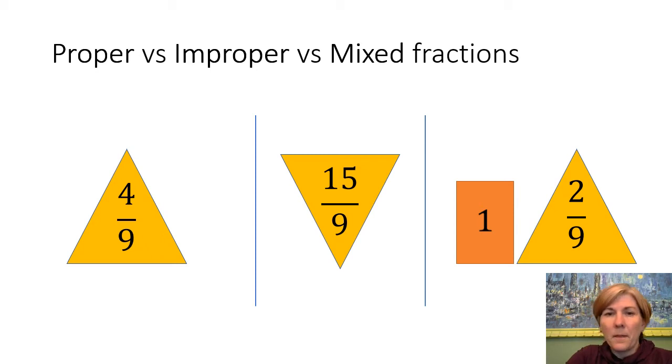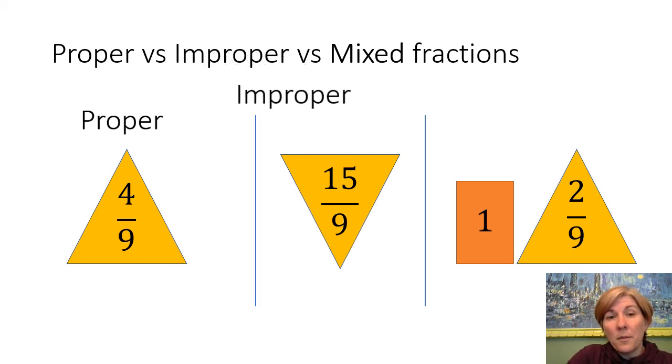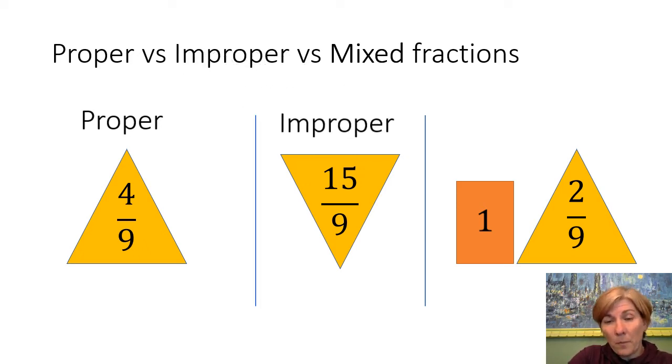Okay, so each of these has a name. So the 4/9 is called a proper fraction. The top is smaller than the bottom. The second one here is called an improper fraction because the number on top is bigger. And then the last one is called a mixed fraction because it has both a whole number and a fraction. So there's kind of two things going on there.